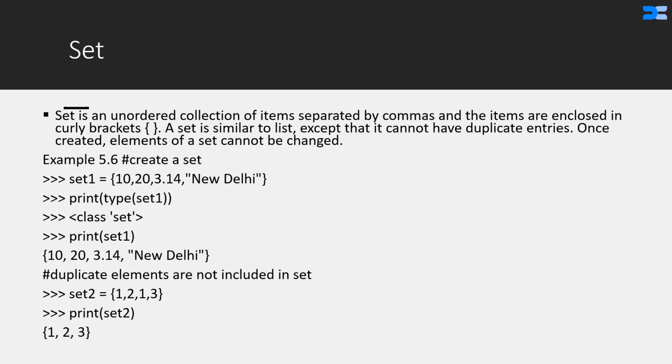Set. Set is an unordered collection of items separated by commas and the items are enclosed in curly brackets. A set is similar to list, except that it cannot have duplicate entries. Once created, elements of a set cannot be changed. Example 5.6. Create a set. set1 = {10, 20, 3.14, "New Delhi"}. print(type(set1)). The output is class set. print(set1). The output is {10, 20, 3.14, 'New Delhi'}.